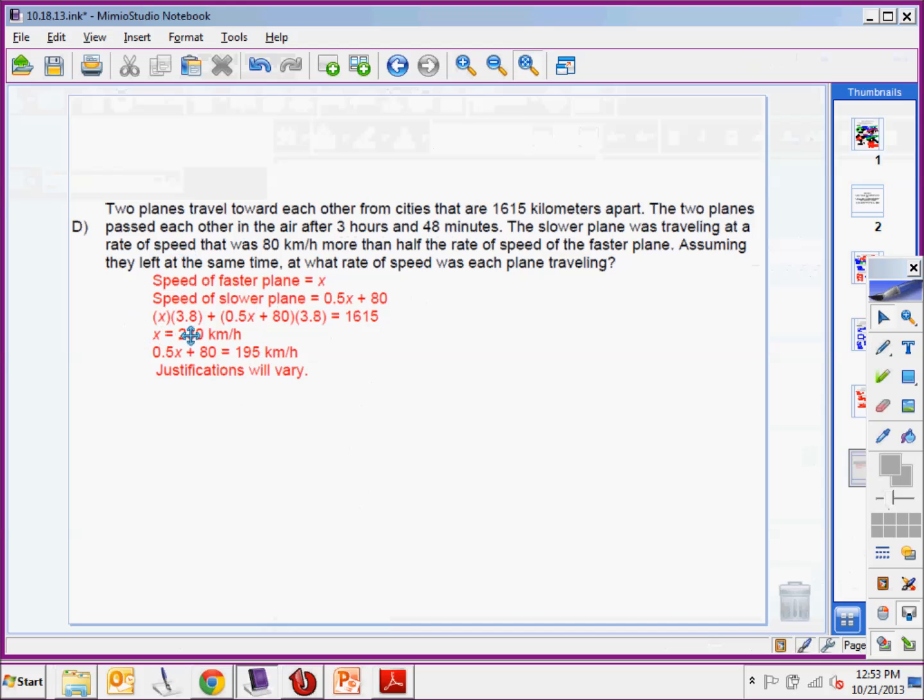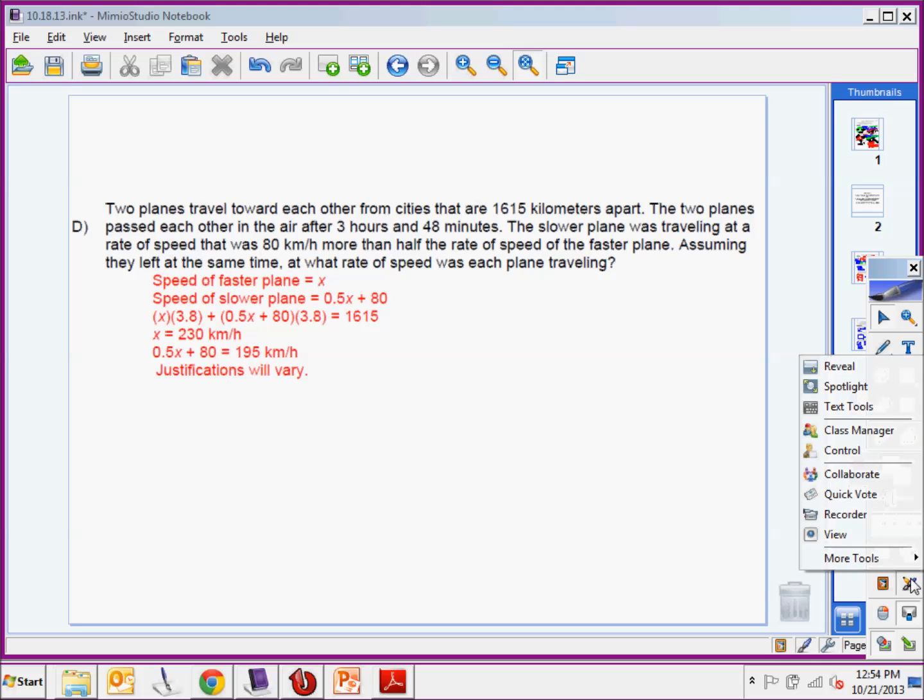So now I can set it equal, and I can solve for x. When I solve for x, I get 230 kilometers per hour. And with that 230 kilometers per hour, I can find the speed of the slow plane. All right, that would be it, and hopefully you finish your homework.